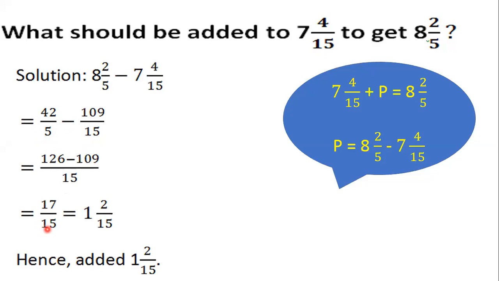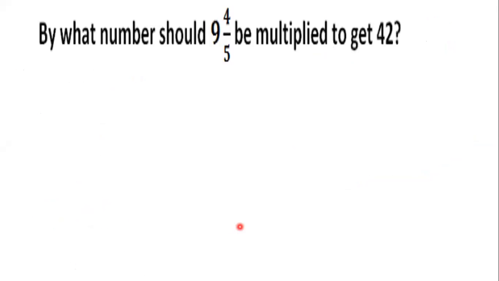Children, this is again a mixed fraction. We have to make sure we convert it into an improper fraction. When we divide 17 by 15, we get 1 times 15, 2 remains, 1 2 by 15. I hope this is clear to you.